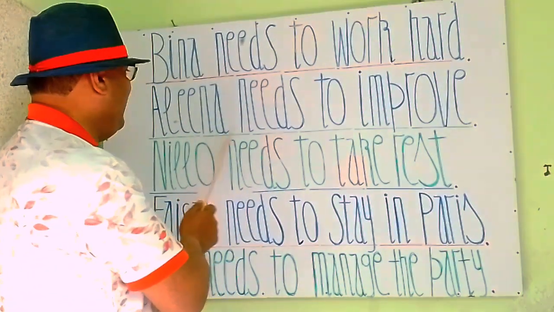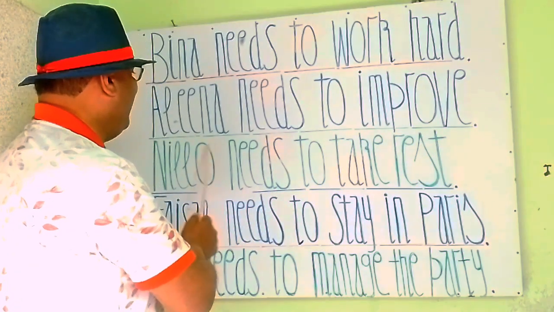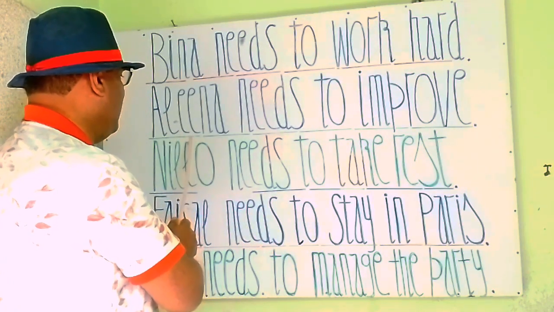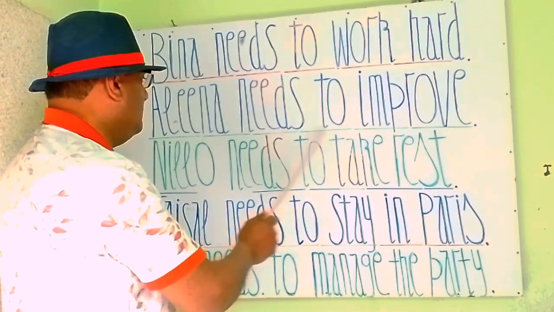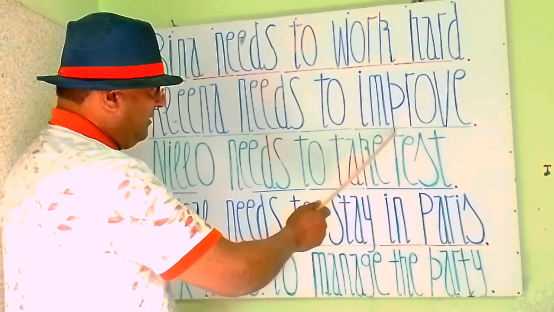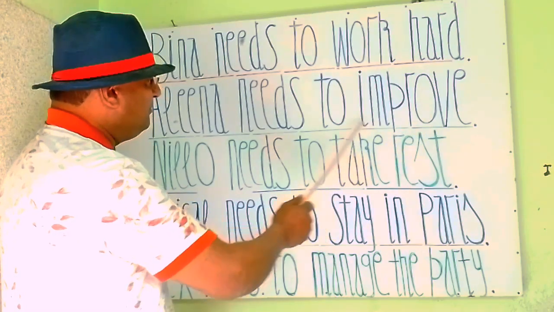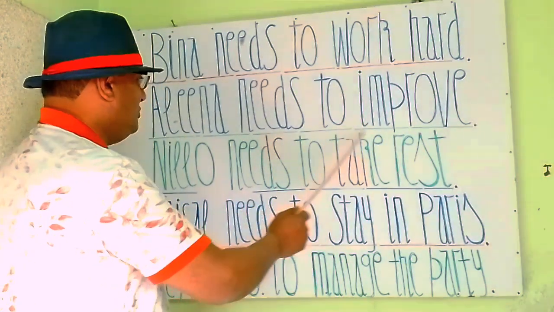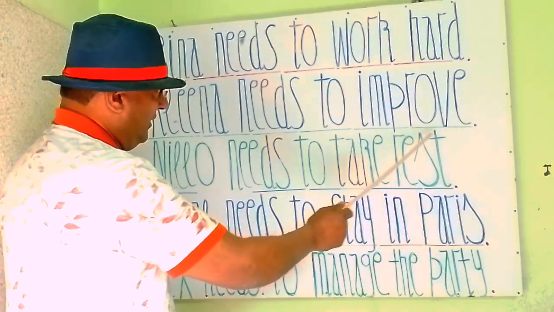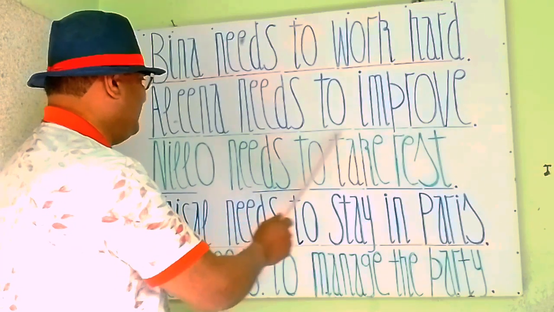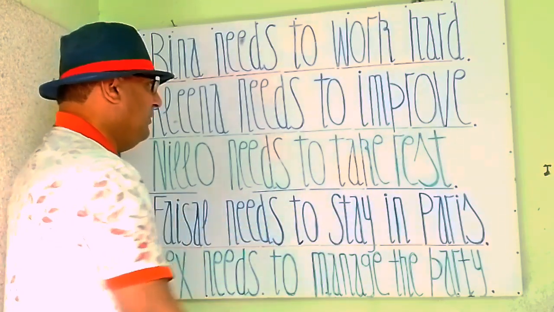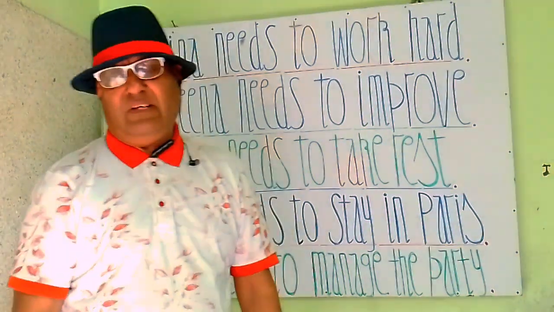Next one is Alina needs to improve. Alina is again a subject and noun. Needs to means requires to improve, to make better. So Alina needs to improve. नीला को बेहतर से बेहतर होने की ज़रूरत पड़ती है. Alina needs to improve. नीला को बेहतरी लाने की ज़रूरत पड़ती है.